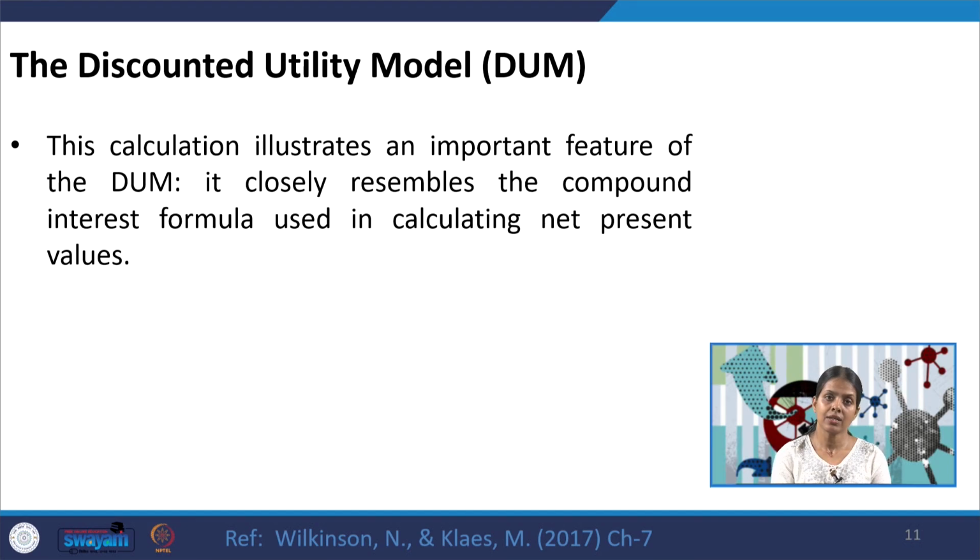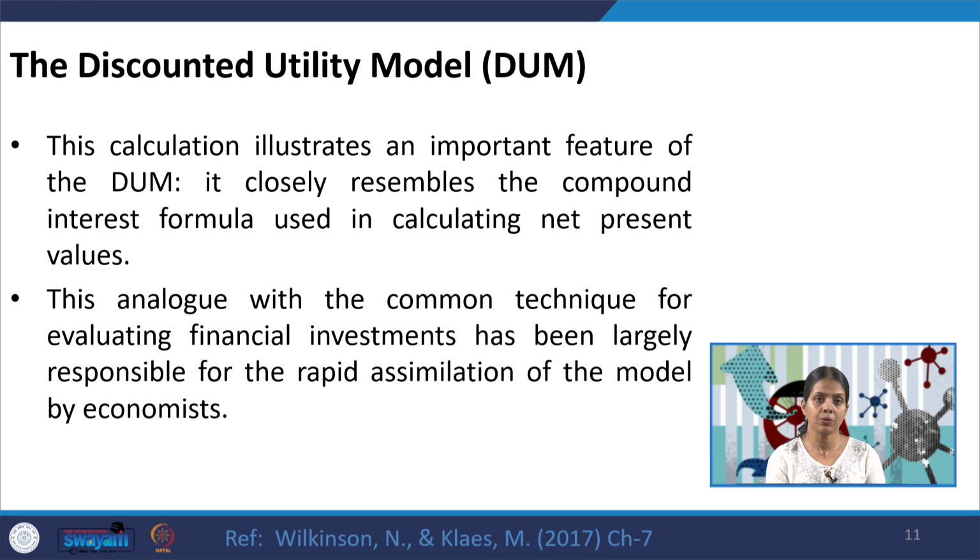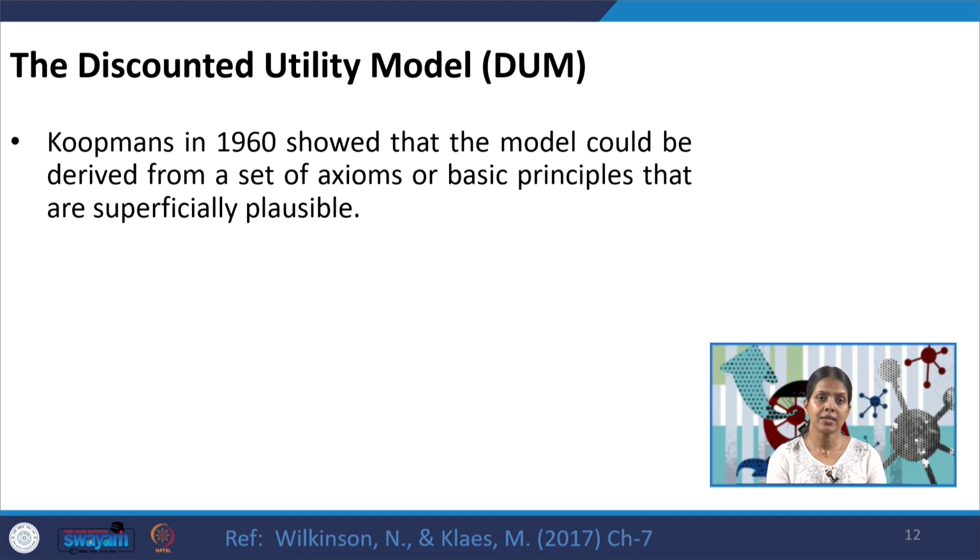This calculation illustrates an important feature of the DUM. It closely resembles the compound interest formula used in calculating net present value. This analogy with the common technique for evaluating financial investments has been largely responsible for the rapid assimilation of the model by economists. Koopmans in 1960 showed that the model could be derived from a set of axioms or basic principles that are superficially plausible.